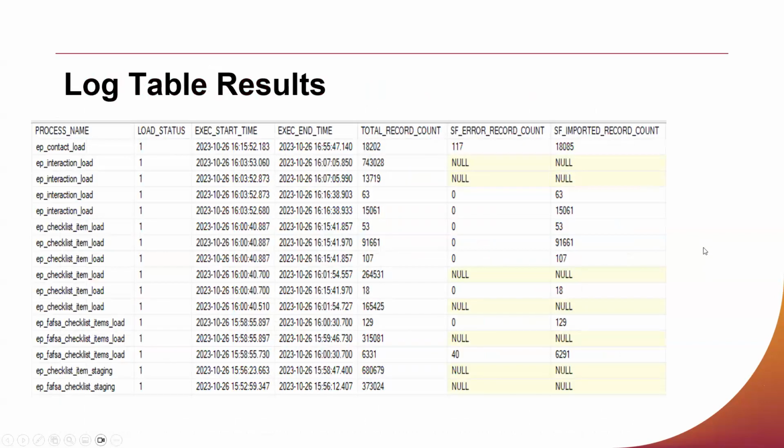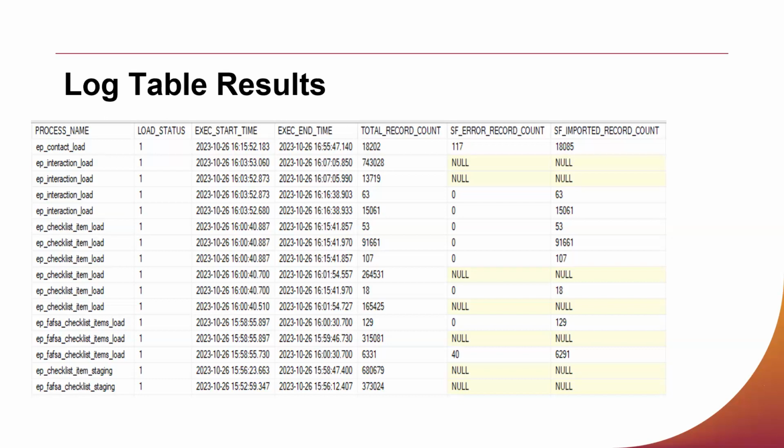And so this is a sample. This is real. This is an example of the log table. You'll see some results, right? You can see the process name, the load status, the time it started, the end time, and then record counts. Now you'll see some null values because some columns are missing, and I couldn't fit everything into the screenshot and still have it nice and big for everyone to clearly see.